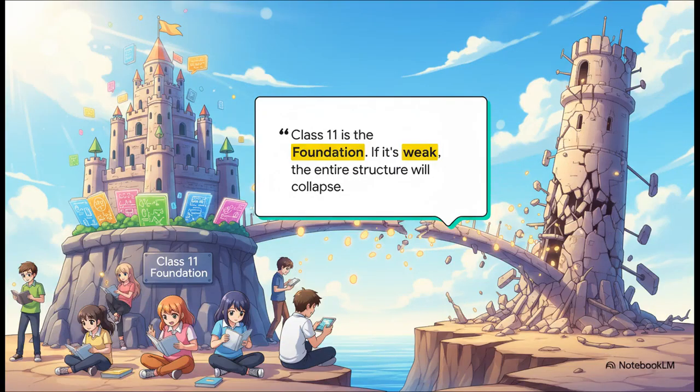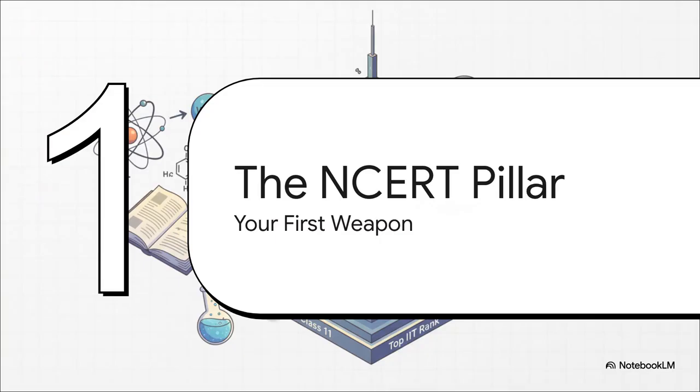Let me paint you a picture. Think of your 2-year preparation as building a giant skyscraper. Class 12 and your final rank, that's the fancy penthouse suite with the swimming pool on top. But Class 11, that is the deep, solid, concrete and steel foundation. And if that foundation has even tiny cracks, I don't care how hard you work on the penthouse, the whole building is going to come crashing down. So the big question is, how do we build this rock-solid, unbreakable foundation?